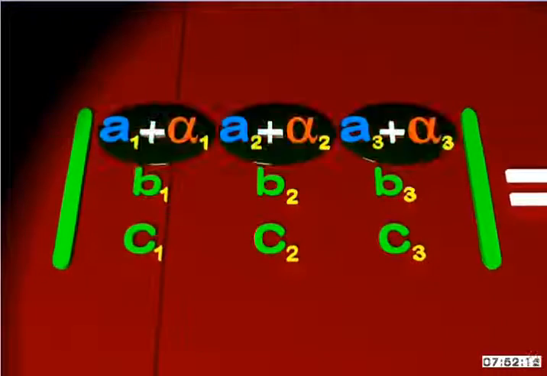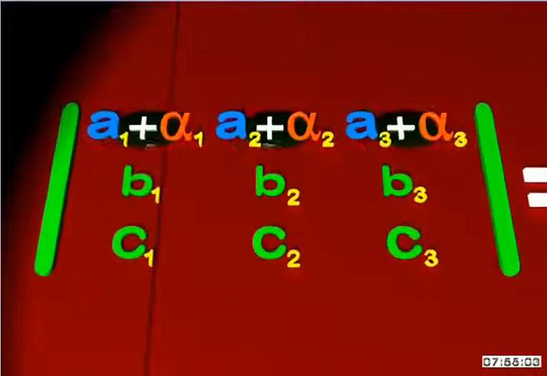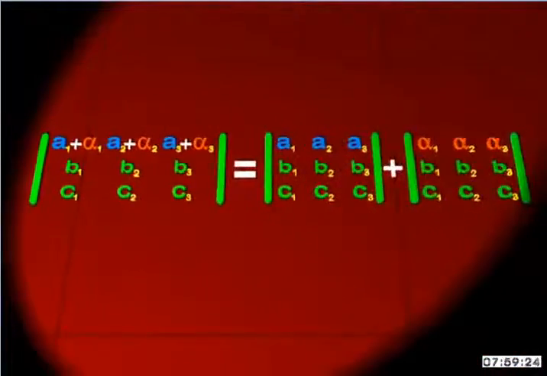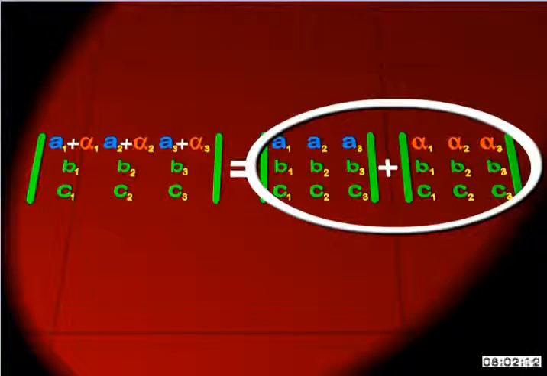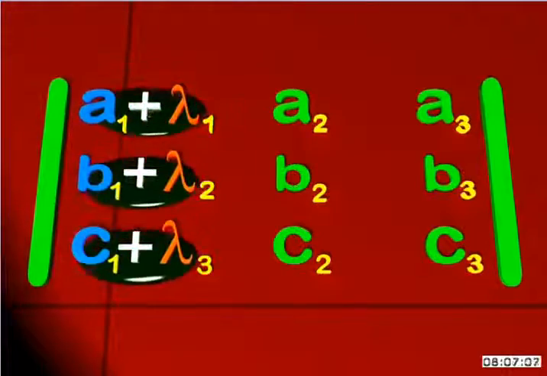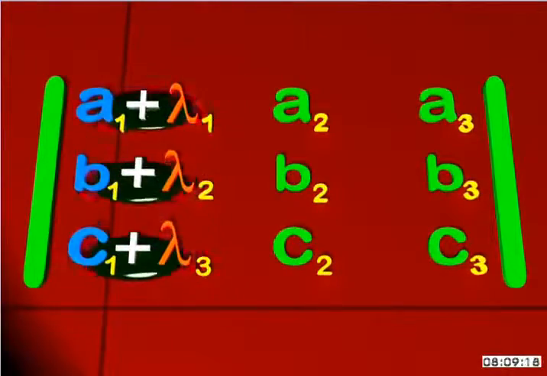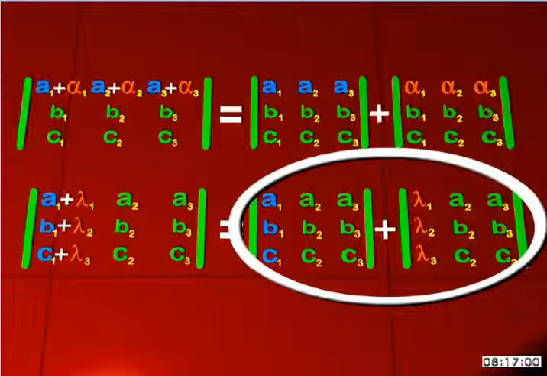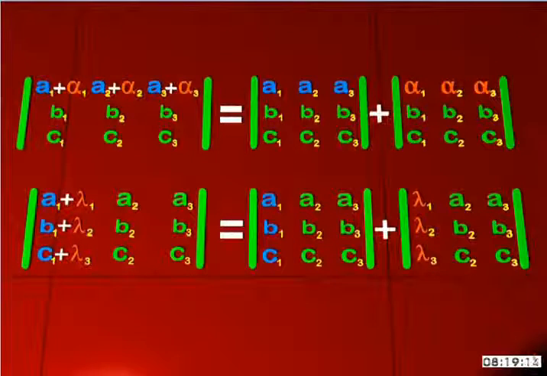This property states that if each element of a row of a determinant is expressed as sum of two or more terms, then the determinant can be expressed as sum of two or more determinants. Similarly, if each element of a column of a determinant is expressed as sum of two or more terms, then the determinant can be expressed as sum of two or more determinants.